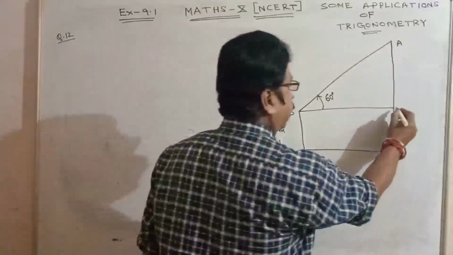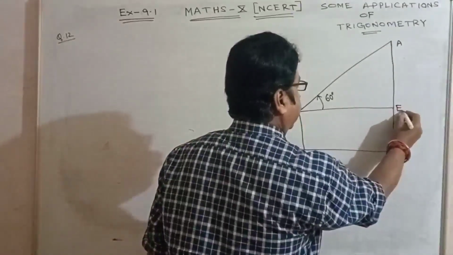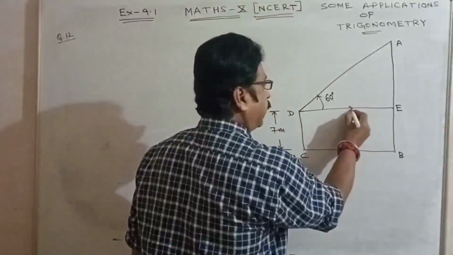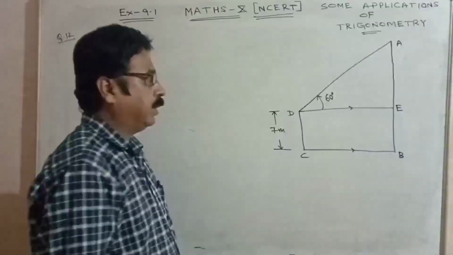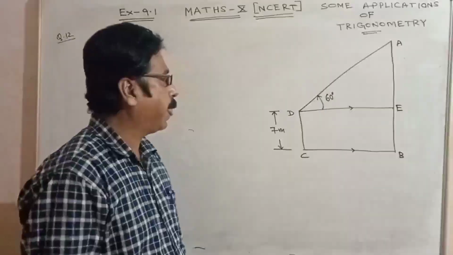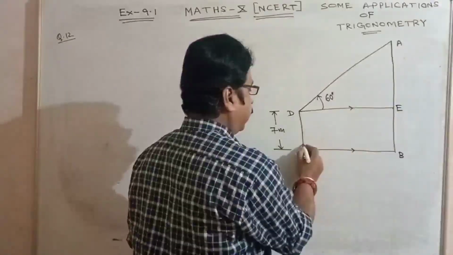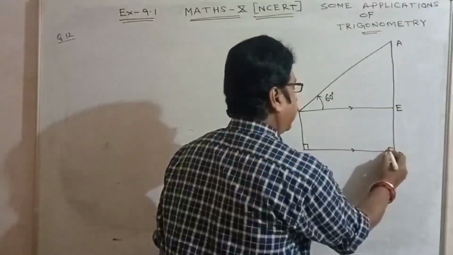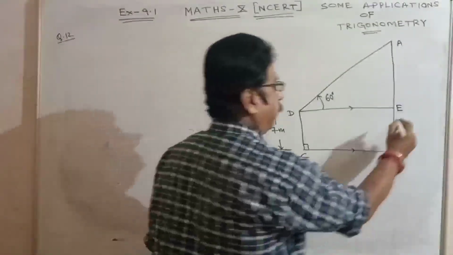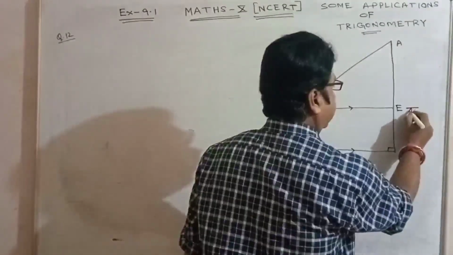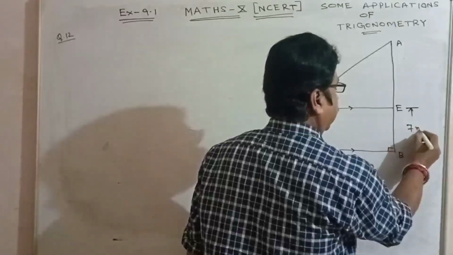Suppose this point is E. Now DE and BC, DE is parallel to BC. So the length DC should be equal to BE. This is also 7 meters.